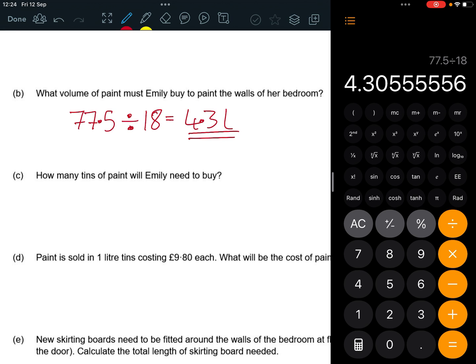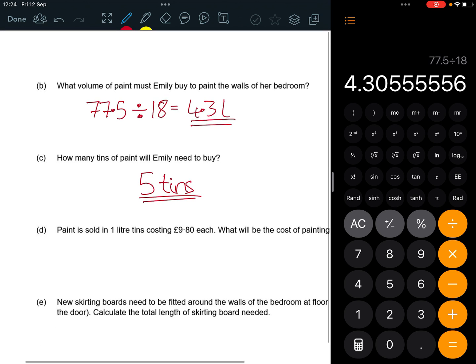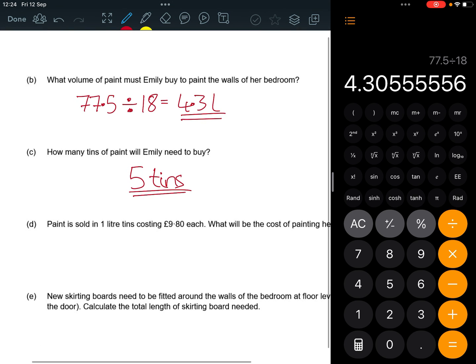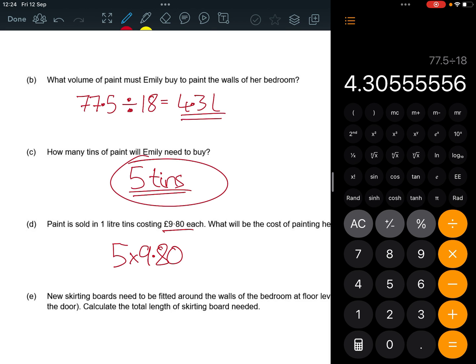Now you can only buy them in 1 litre containers, so if we bought 4 litres we wouldn't have enough, so we're going to have to buy 5 tins. Okay, so that's going to be 5 litres worth. Obviously we have some left over, but you can use that another time. So that's your 5 tins. Now they come at a price of £9.80, so we're just going to go, well, that's 5 times £9.80. Whatever you write here, you just times it by how much it is per tin. So 5 times £9.80, and that's £49.